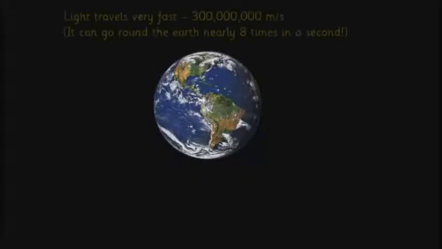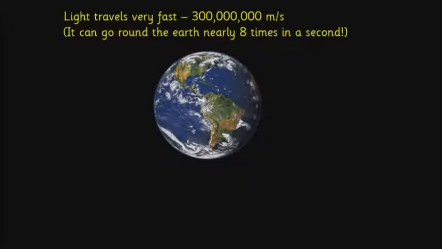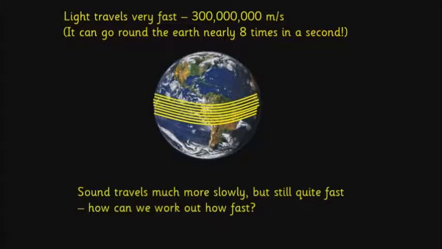Alright, so the general idea, light travels very fast. We mentioned it last lesson, 300 million meters per second. It can go around the Earth nearly 8 times in a second. So if you think about a second, there you go, it went around the Earth about 8 times in that amount of time. Sound is much slower. We did meet this in some calculations last lesson. It's still pretty fast, but how could we work out just how fast?